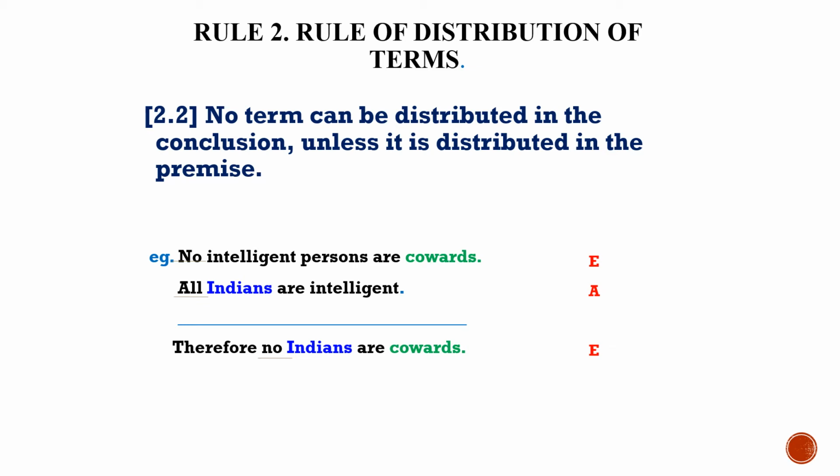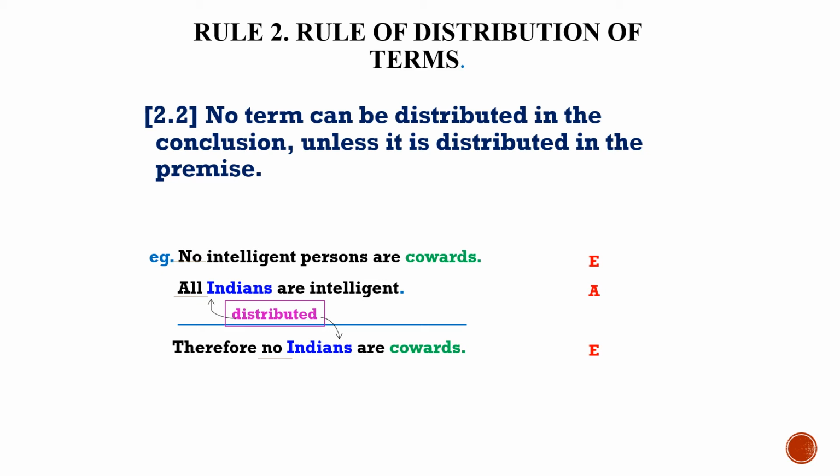Now, Indians is the subject term, which is the subject of the conclusion. It is the minor term, and it is distributed because it is the subject of an E proposition. Since the subject of an E proposition is always distributed, it will be distributed in the conclusion. Now, Indians is the subject of an A proposition in the minor premise, and it is also distributed because the subject of A is always distributed. So, the minor term Indians is distributed in the conclusion as well as in the premise.